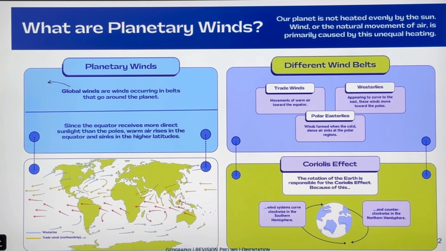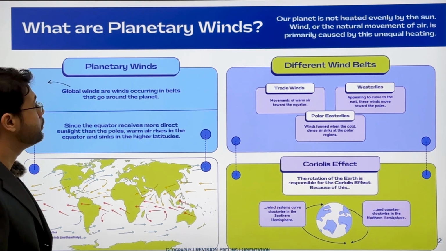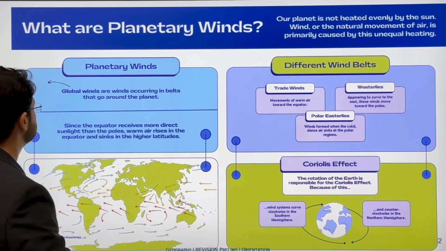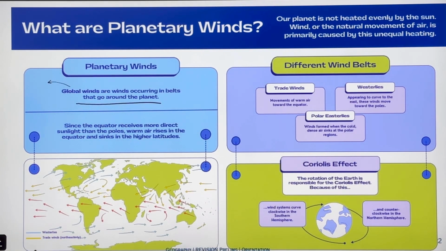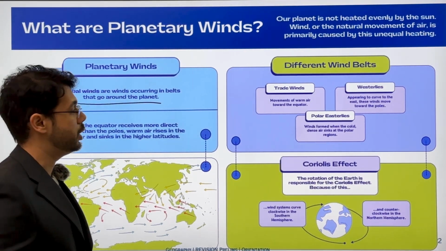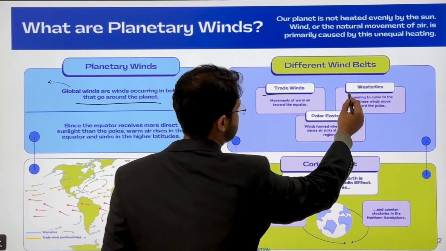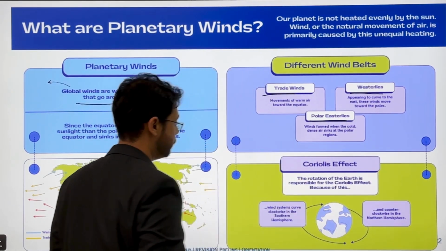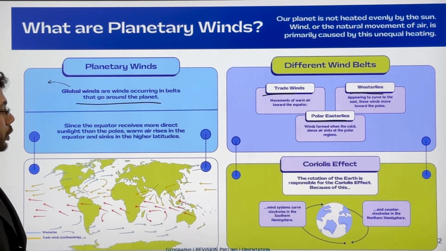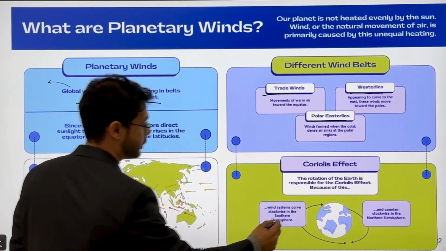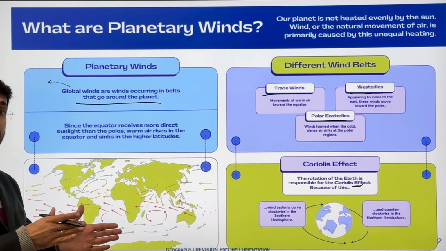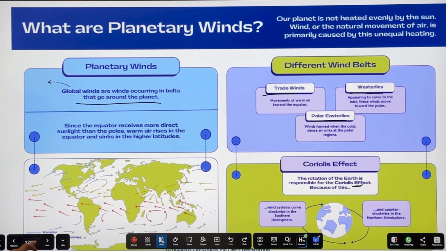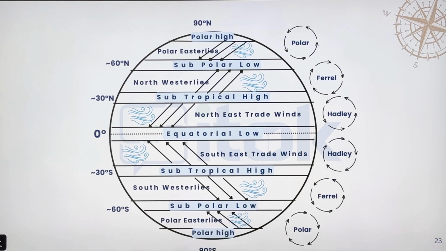And that results in the formation of wind systems or planetary winds. So planetary winds are global winds occurring in belts that go around the planet, and because of the Coriolis force also this changes. There are three most important wind belts: trade, westerlies, and polar easterlies. Rotation of the earth is responsible for Coriolis effect. Because of Coriolis effect, the winds do not go straight, they turn. How do they turn? They turn like this.